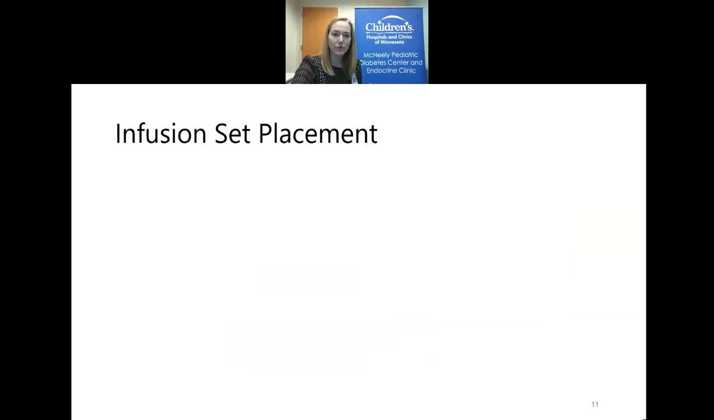All right, so infusion set placement, where do we put these things? Infusion sets should be inserted into fatty tissue. Insulin is meant to be injected into fatty tissue. That's how it's best absorbed. And that's what you've been doing for your injections so far. You've been injecting into fatty tissue, probably whether you know it or not. So your infusion sets can be placed anywhere that you currently do injections.